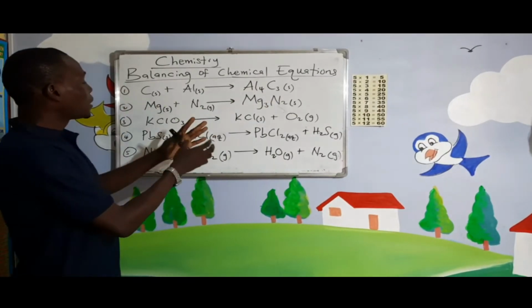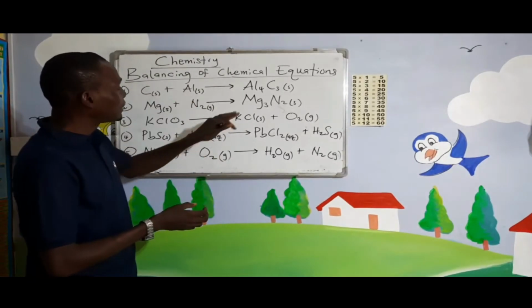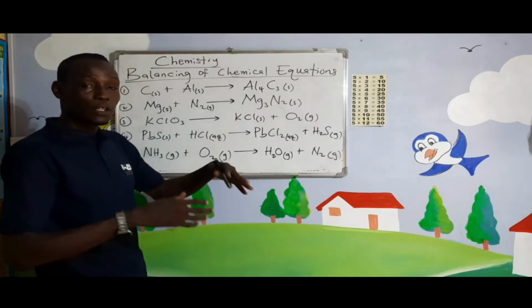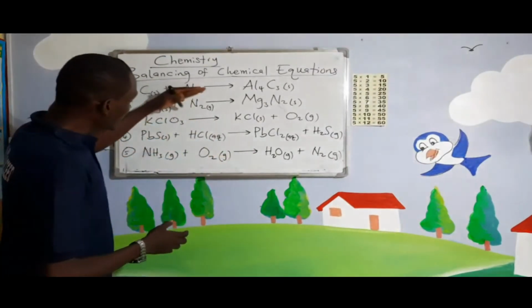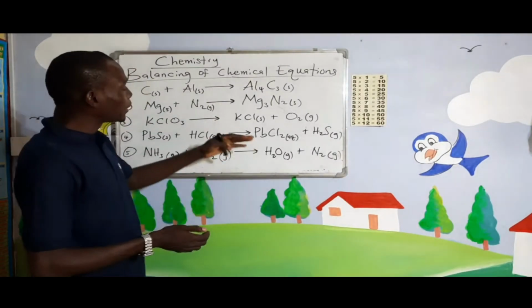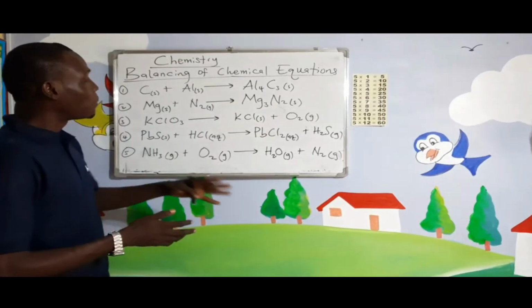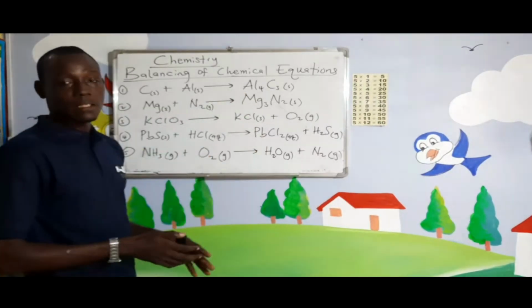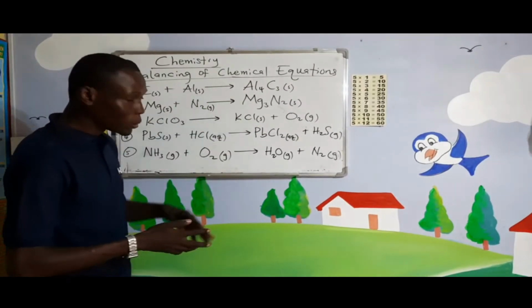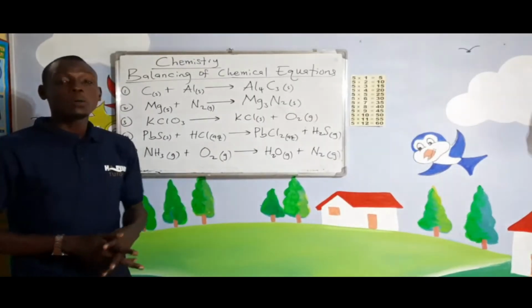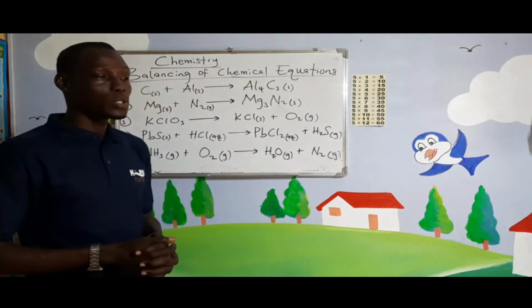Now, the chemical equation is a summary of the reaction using symbols of the elements and formulae of the compounds involved in the reaction. These are examples of chemical reactions represented with chemical equations, but the equations are not balanced. So what we're going to do today is balance all these chemical equations. Now, why is it important that we balance our chemical equations?